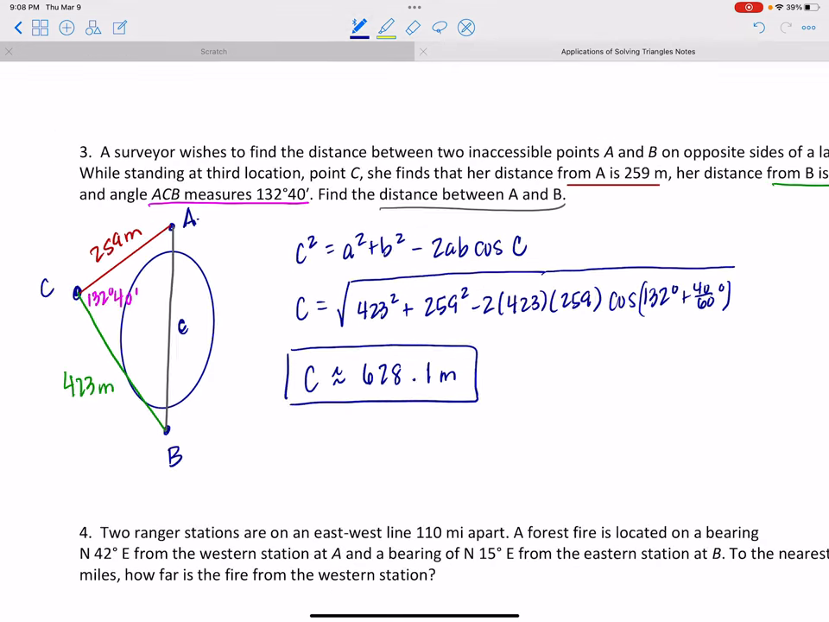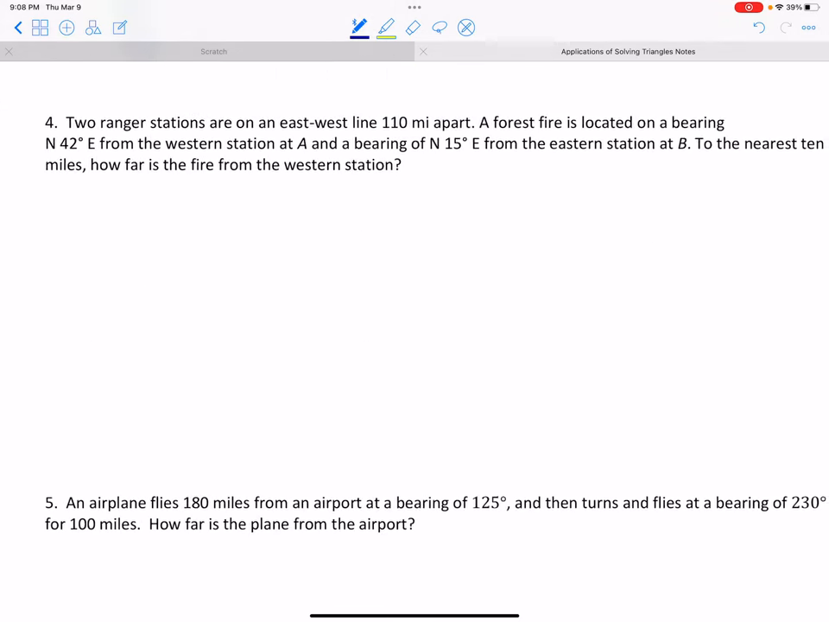Okay, so we got one example of each now. We did a right triangle, we did an oblique triangle using the law of sines, we had an oblique triangle here using the law of cosines. Let's see what happens on the next one.